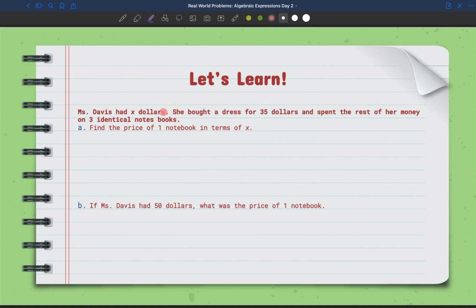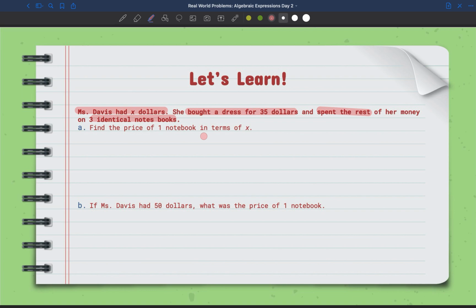So we are going to highlight Mrs. Davis had X dollars, because that is an important key detail. We're also going to highlight that she bought a dress for $35. And we're also going to highlight she spent the rest of her money on 3 identical notebooks. So those are all the key details that we are going to highlight.